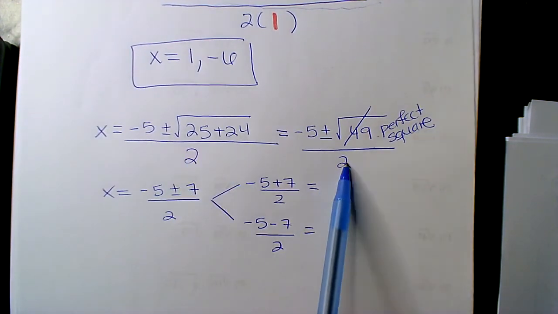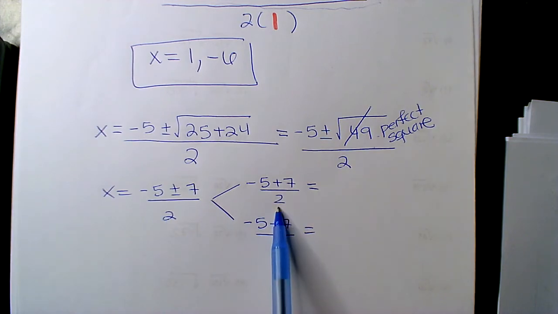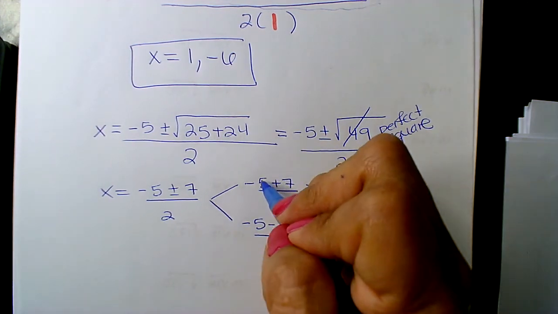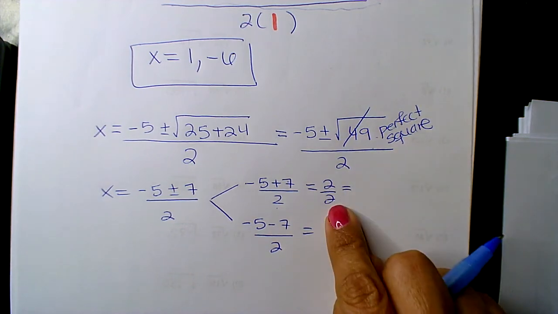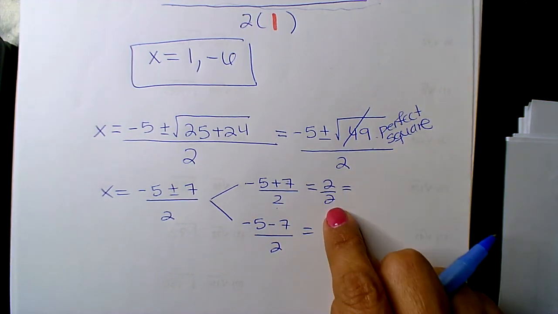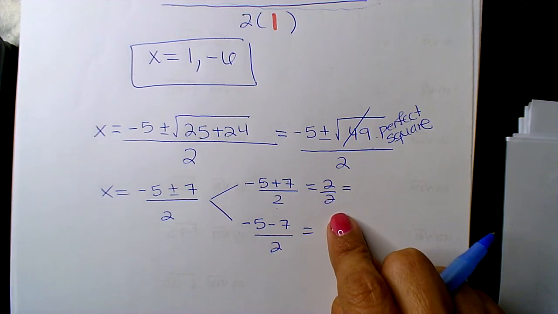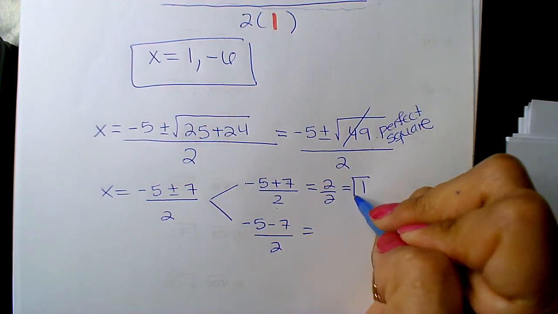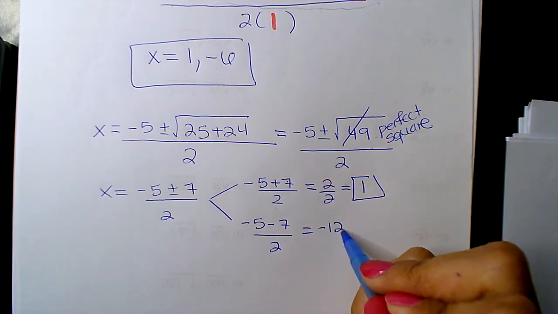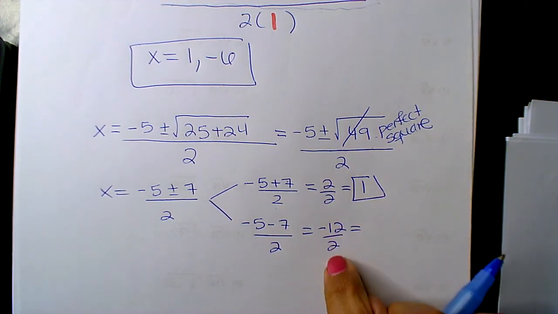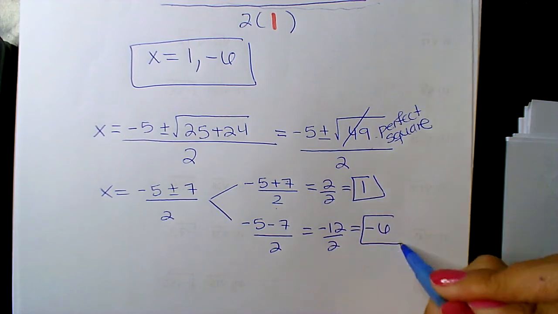That 2 trails until the very end, because negative 5 plus 7 is 2. Now the denominator comes in. It is the last thing you do. So what's 2 divided by 2? 1. I have that. Negative 12. What's negative 12 divided by 2? Negative 6.